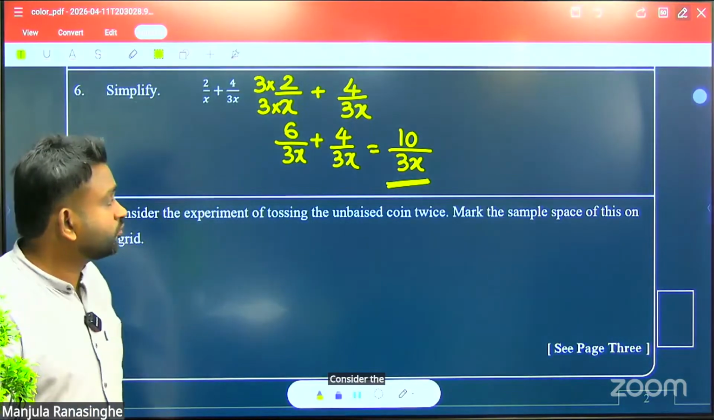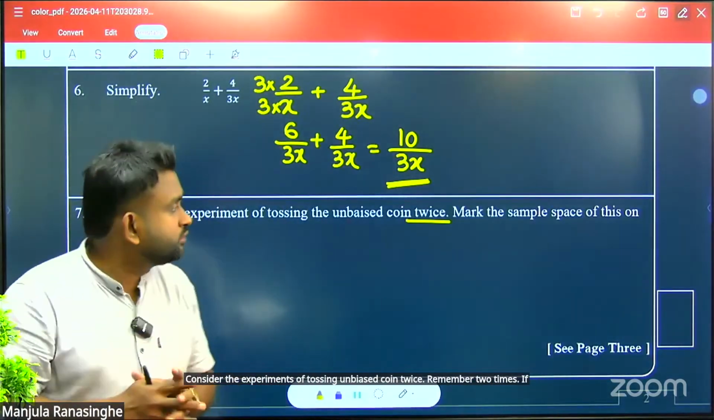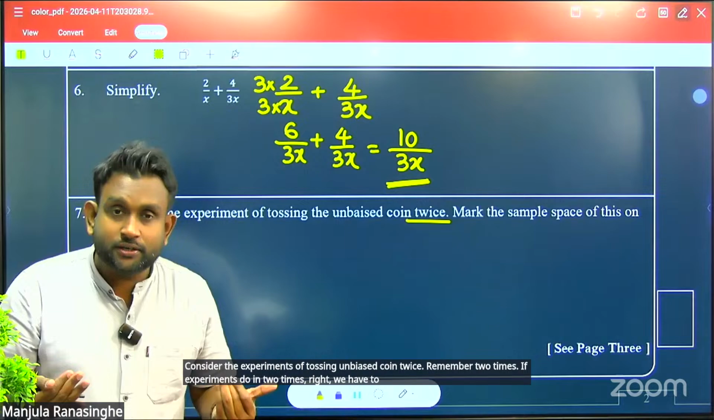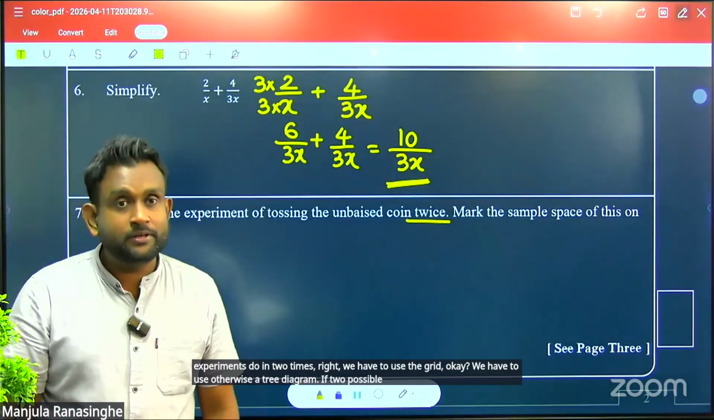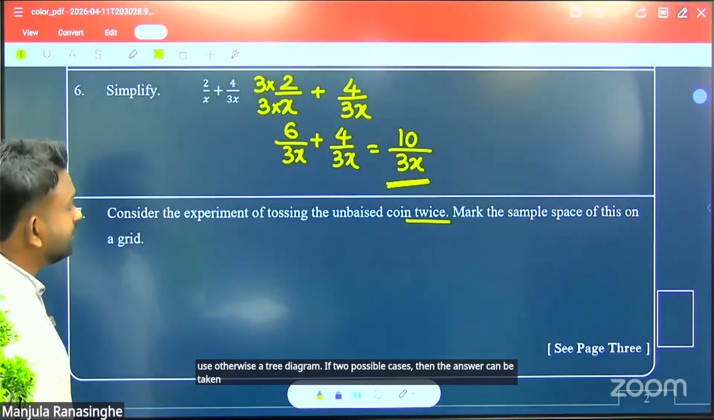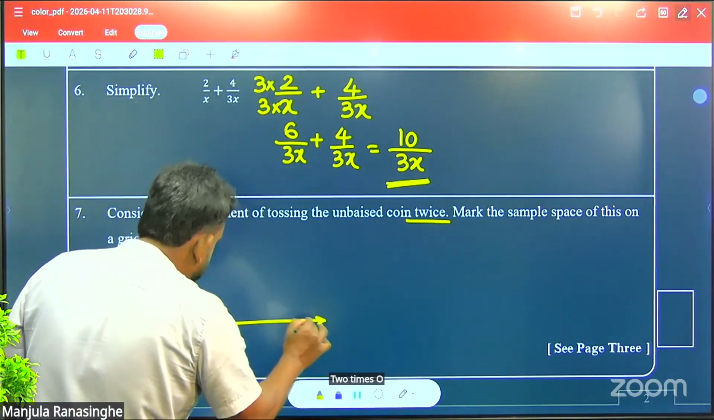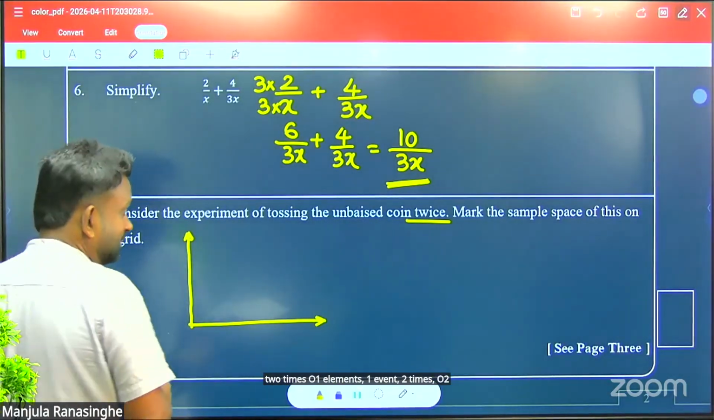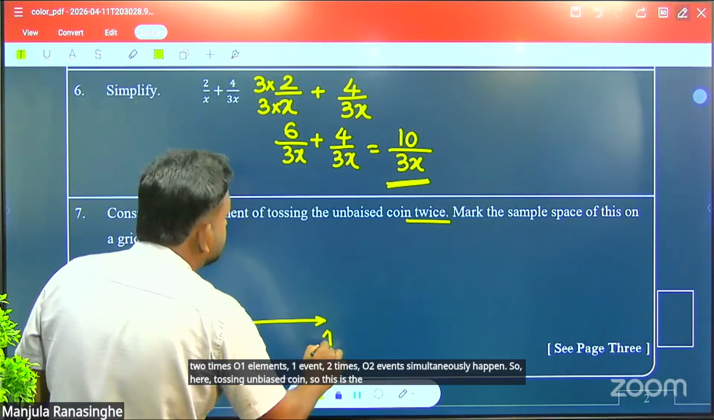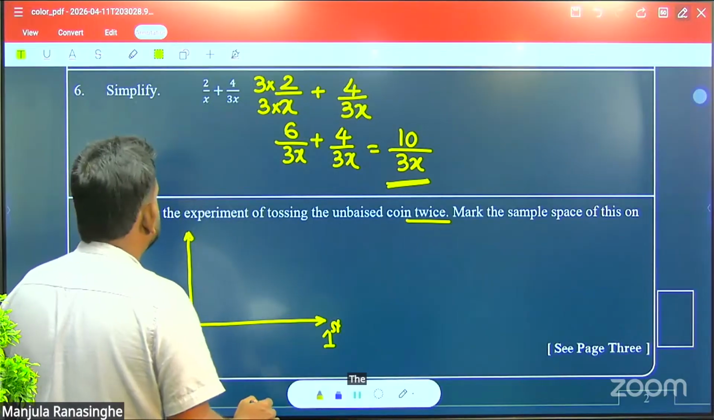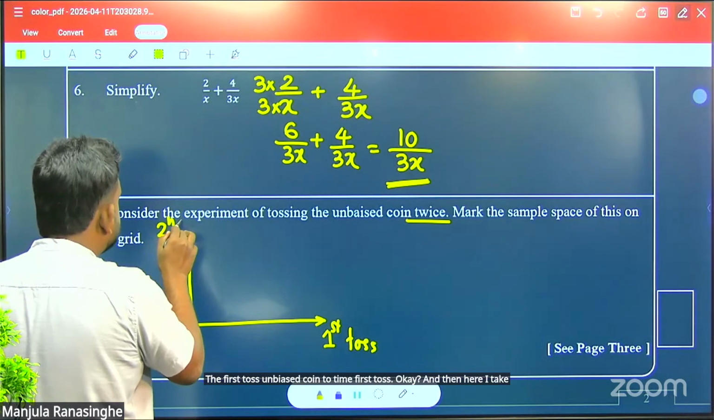Consider the experiment of tossing an unbiased coin twice. Remember, if the experiment is done 2 times, we have to use a grid, or otherwise a tree diagram. If there are two possible cases, then the answer can be found easily. They ask to mark the sample space of this on a grid. So here, tossing an unbiased coin 2 times, this is the first toss, and here I take the second toss.